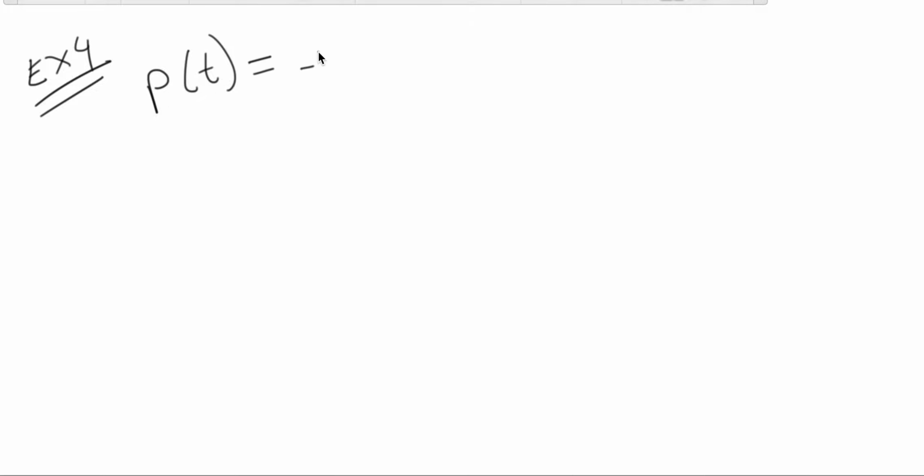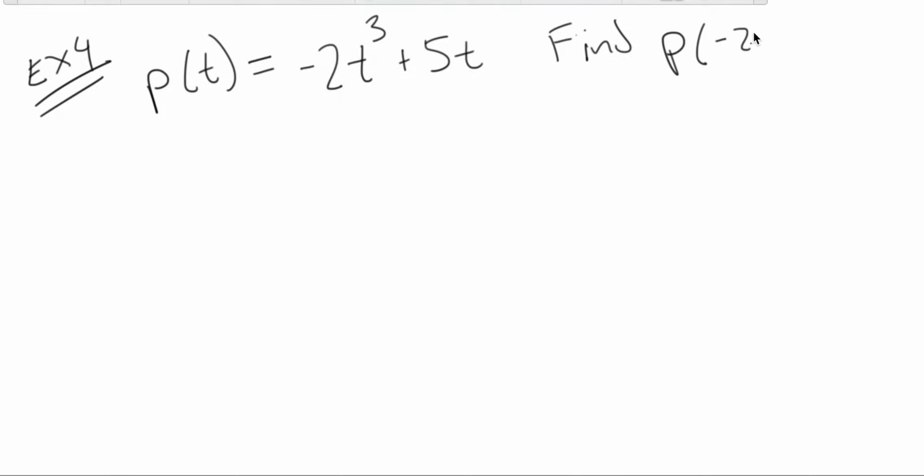Okay, so we're going to get negative 2 T cubed plus 5T. And they say find P of negative 2. Okay, so negative 2, and actually let's, we'll keep it negative 2. Let's make this an 8. Oops. You never knew it was a 2. It's a weird looking 8. Okay, so negative 8 t cubed plus 5t.